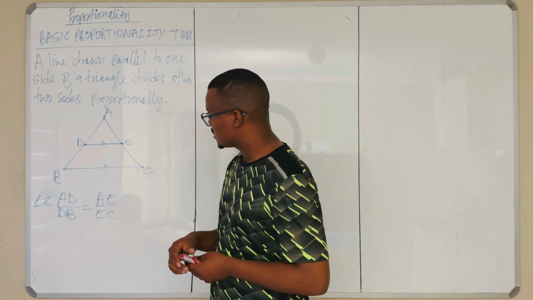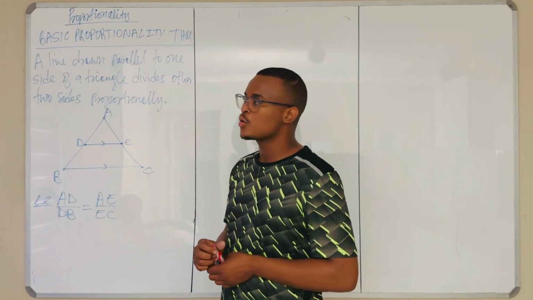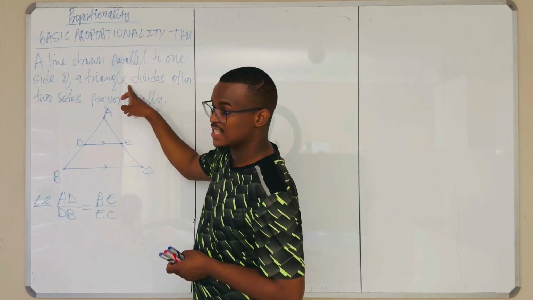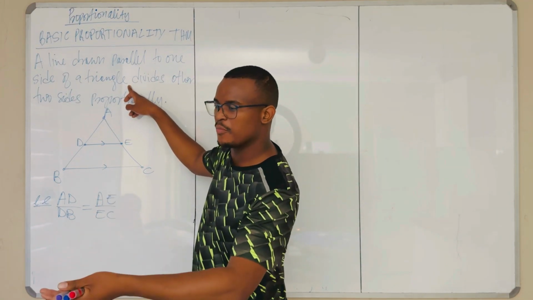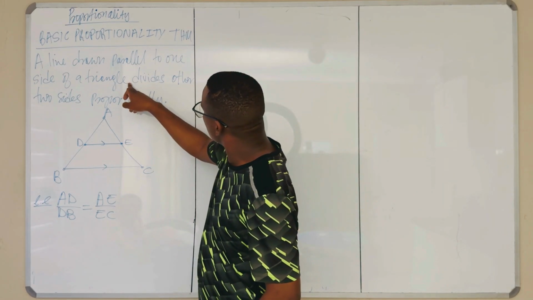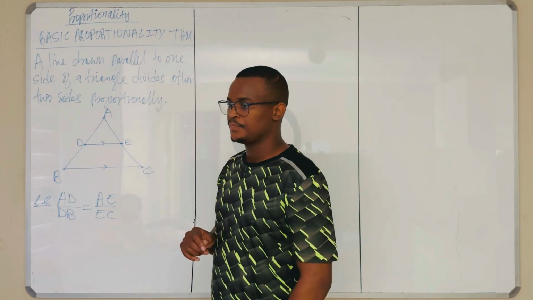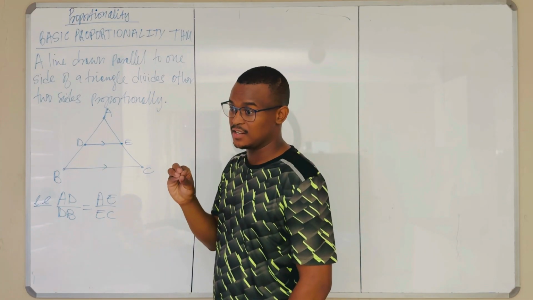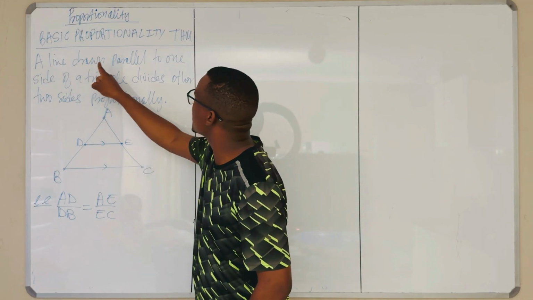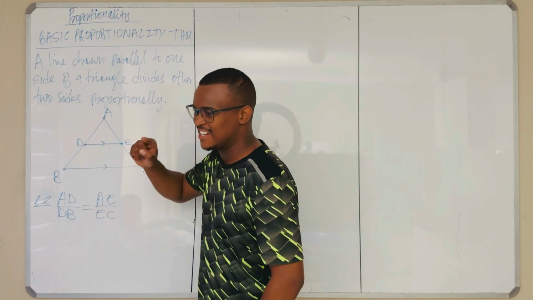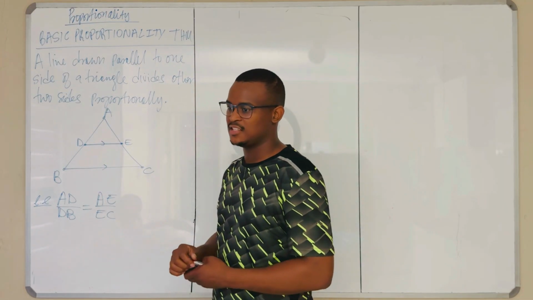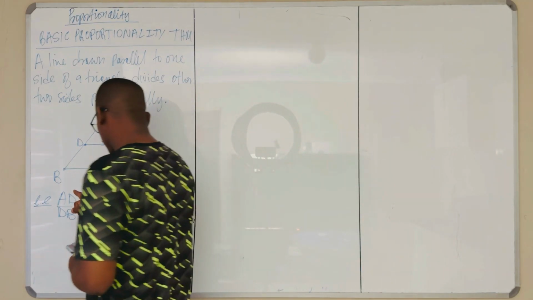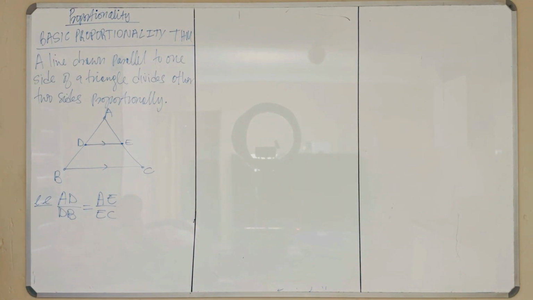In this case, this is what we want to prove. The part that says a line drawn parallel to one side of a triangle is your given information. Then this is what we want to prove: that it divides the other two sides proportionally. If this statement was written as if and then, you'd say if a line is drawn parallel to one side of a triangle, then it divides the other two sides proportionally. So this part is the part that we want to prove. How do we prove this?